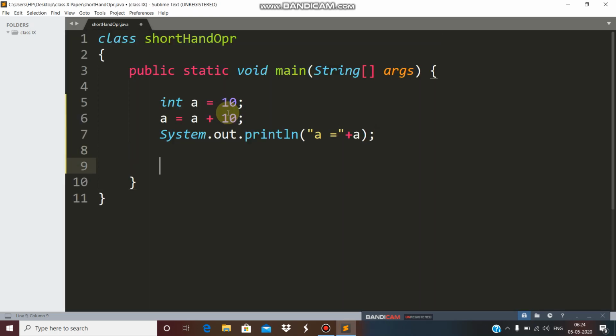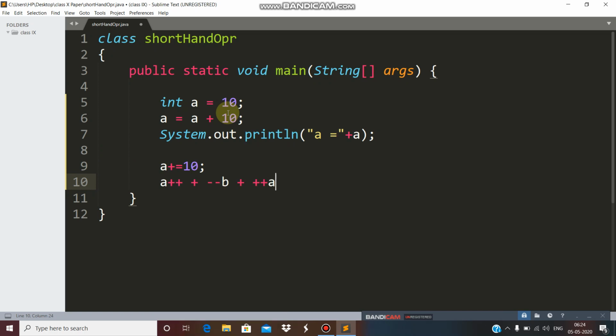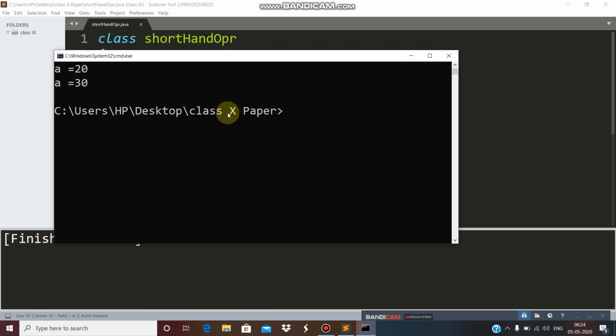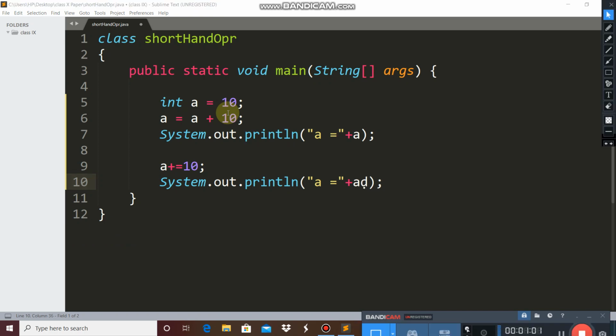And if we want to use compound assignment operators, you can write a plus equals to 10. And now the value of a is 30. So it simply means that these two expressions are equivalent expressions. Here we will see some more compound assignment operators today in this video.